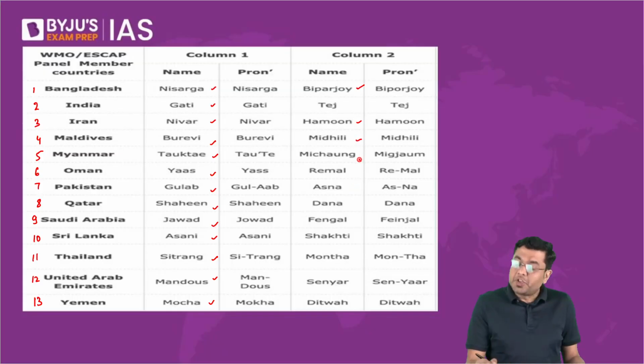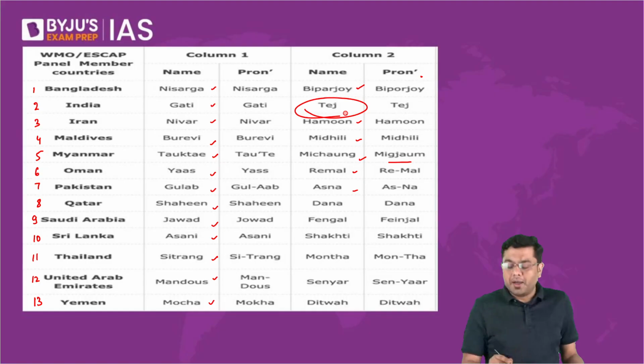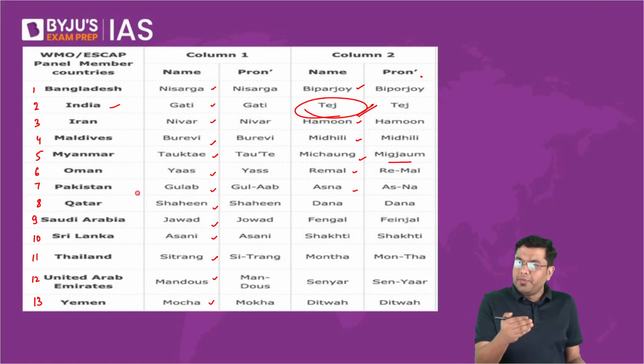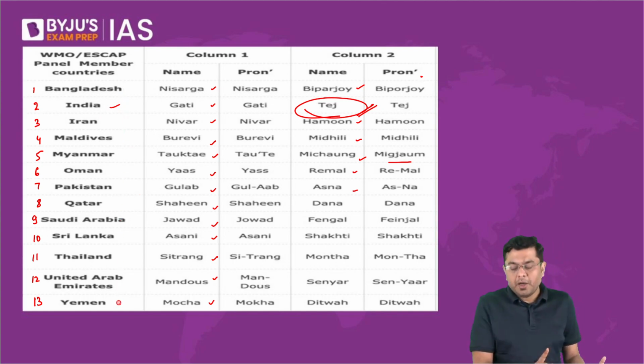The cyclone which will occur after that will be named Midli. After that, Migjom. This is the pronunciation of the names that each country has provided. Then you have Remal. Then you have Asna. So like that, a name will be picked up from the list. The next cyclone, wherever it occurs, will be named Tej, a name given by India, then Iran. All these countries are arranged in alphabetical order.